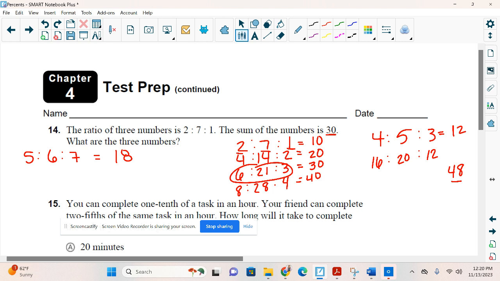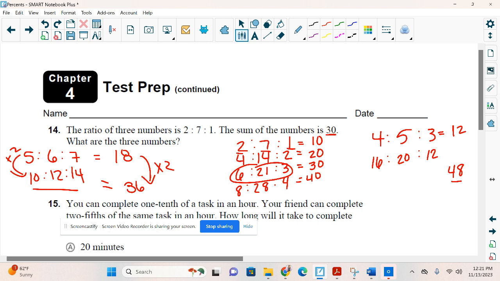If I was trying to get to 36, how many times does it take for 18 to get to 36? 2 times. So if it takes times 2, then I have to multiply these times 2. So what would my magic numbers be? 10, 12, and 14. And if I add all those numbers up, do they equal 36? Yes.